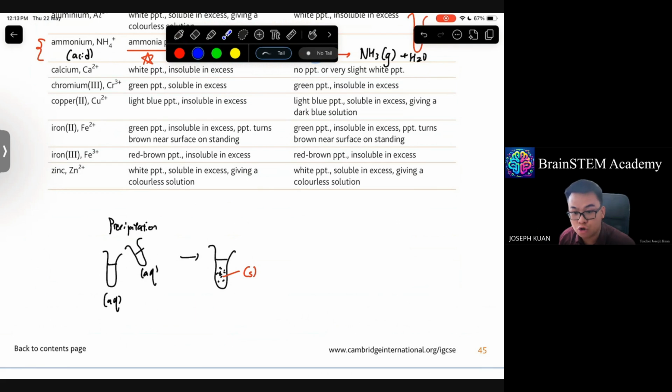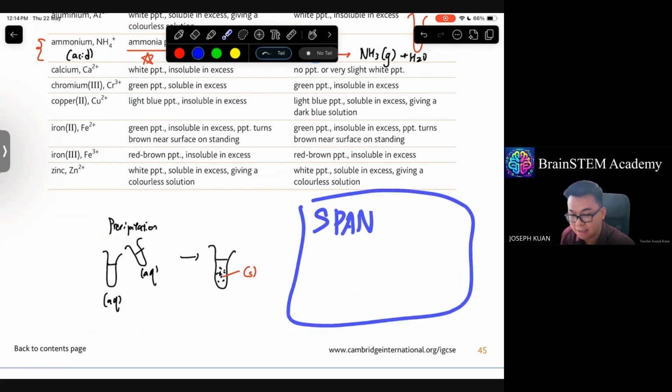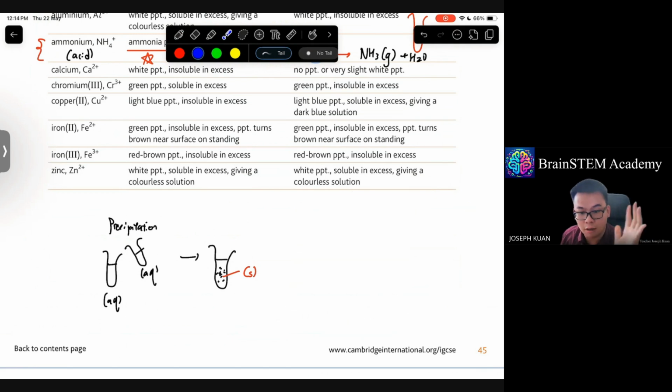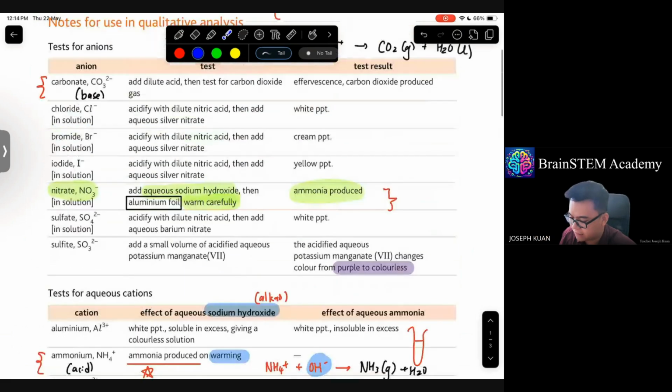Now, how does it actually work? It depends on solubility. So you have to refer back to your solubility chart that can be found in your salt chapter. Usually your textbooks will put it there. Solubility chart, like SPAM salts. SPAM salts are always soluble. And then sulfates are usually soluble. Chloride, bromide, iodide are usually soluble. That kind of stuff. And then you have to focus on the exceptions.